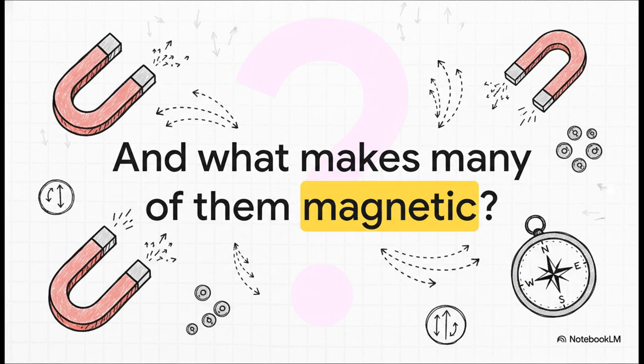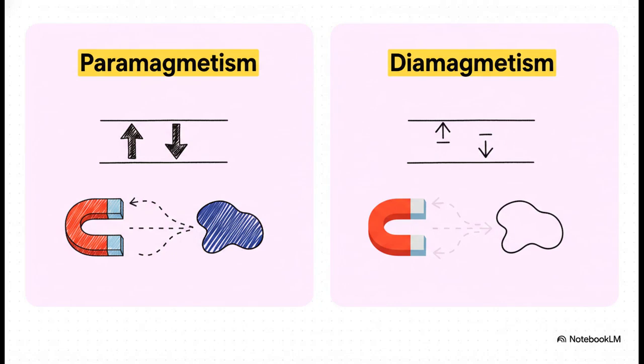So what's the deal with that? You ready for the secret? It all boils down to one single thing: unpaired electrons. That's it. If an atom has lonely, unpaired electrons spinning around in its d orbitals, it's going to be paramagnetic, meaning it gets pulled into a magnetic field. But if all of its electrons are neatly paired up, it's diamagnetic, and it actually gets weakly pushed away. It really is that simple.